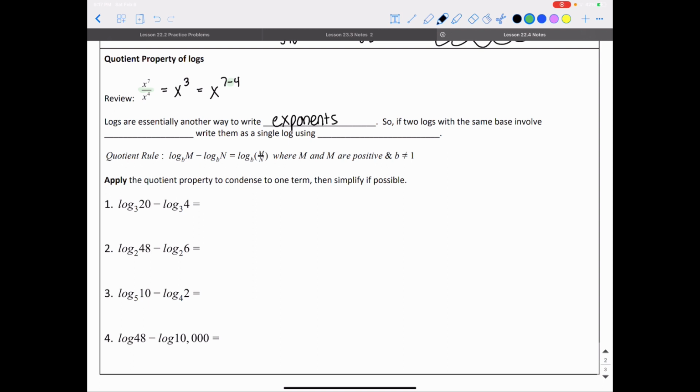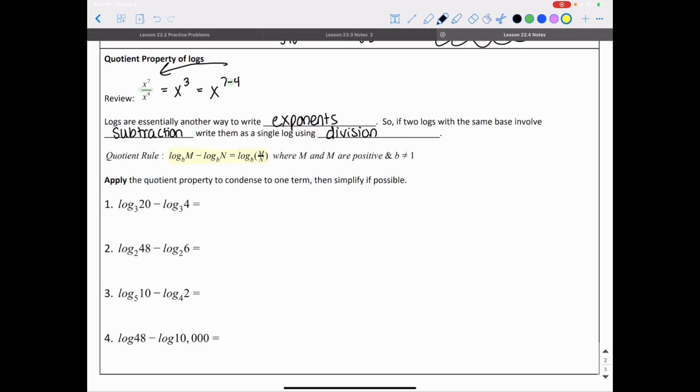So if two logs with the same base involve subtraction, one subtracted by the other, we can write them as a single logarithm using division, going backwards. This is the equation that we use. Log base b of m minus log base b of n is equal to log base b of m divided by n inside. They have to have the same base for me to be able to combine them.